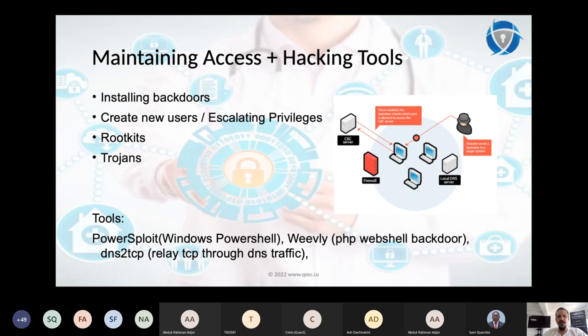So backdoors, rootkits, Trojans, or even when the hackers get access to, let's say, an Active Directory or somewhere that they can create users, they either try to create new users and name them in a clever way, like admin one, admin two, or they'll try to escalate the privilege they have on the current user in order to get better leverage in the organization.